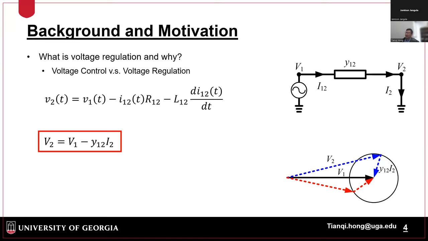Then the second question is why we need voltage regulation. Here is an example of a two-bus system. When you want to deliver power from one terminal to the other, the transmission line is not ideal. You always have some impedance there. Then you will have a certain voltage across the impedance when you have current, and because I2 has a different phase angle, you may receive a higher or lower voltage amplitude on V2 compared with V1. Because of this phenomenon, you can have either over-voltage or under-voltage. That's the reason why we need to regulate the voltage within a certain range.